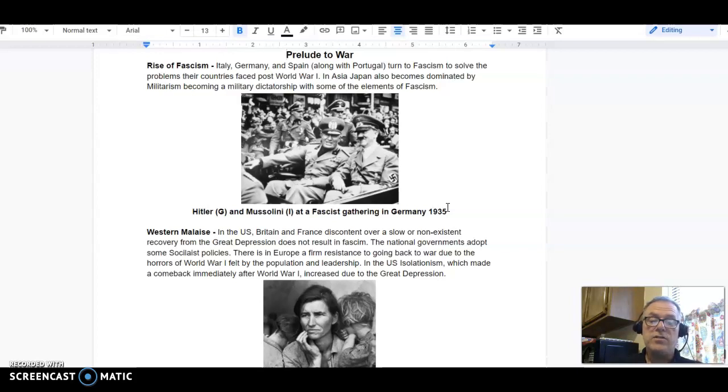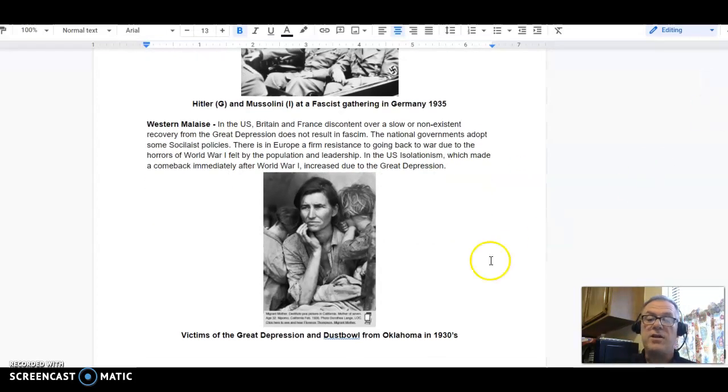In the Western democracies, the United States, Britain, and France are all experiencing a form of malaise or bad feeling and distrust of their government. The Great Depression has ruined the United States. It suffers greatly and has actually a very poor recovery. It takes World War II to make America get out of the Great Depression.